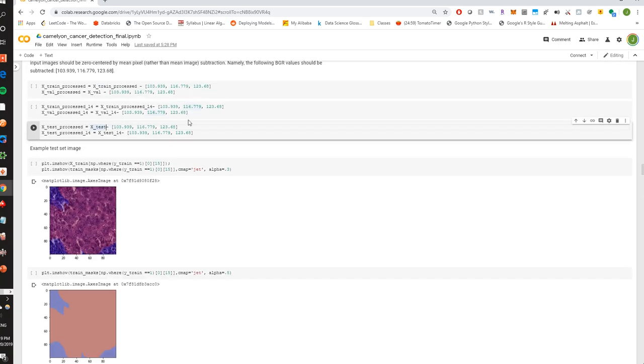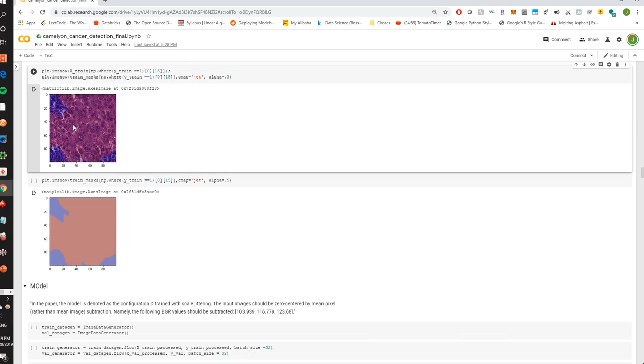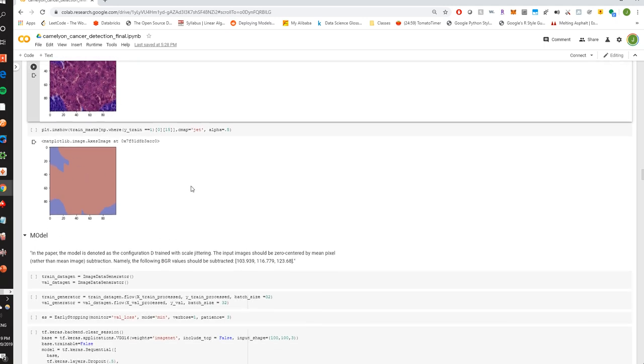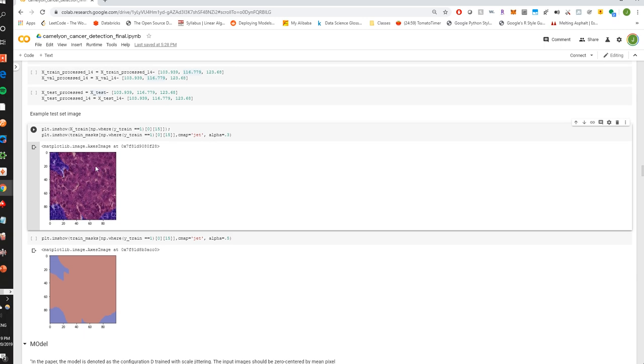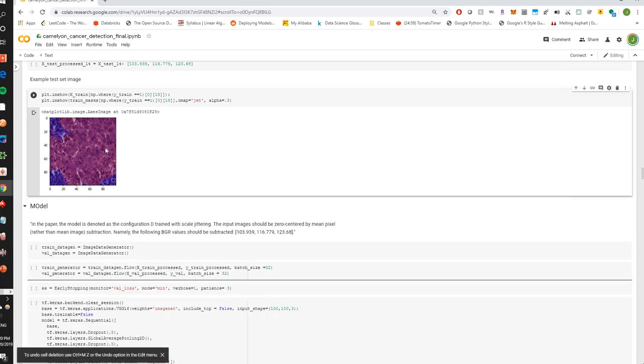So we're using this pre-processing. This is an example of a patch. This is a cancerous patch. This is a mask that's laid on top of it. So it looks very cancerous over here. Okay, that's just the mask, we don't need this. The red region is the cancerous patches.